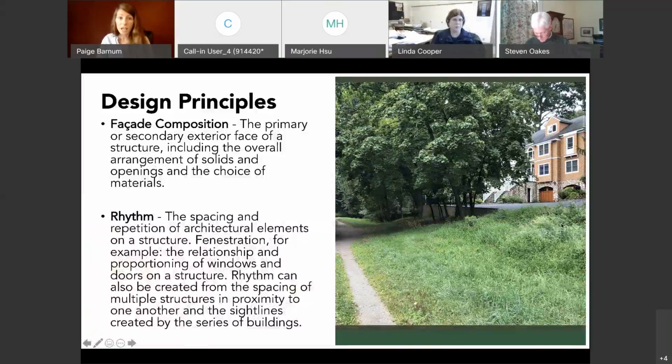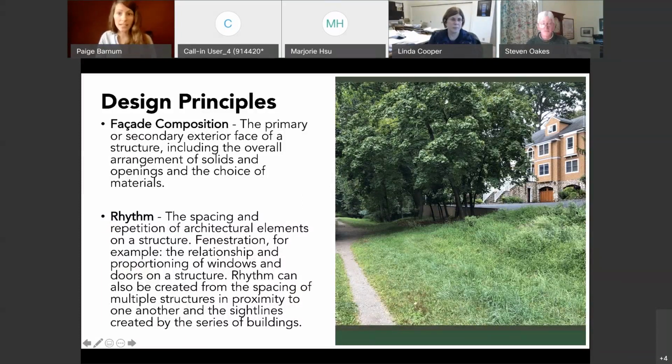Next, we have facade composition, which is essentially the primary or secondary face of your structure and the arrangement of different openings, such as windows, very related to rhythm. The next design principle: how might your windows be scaled in proportion on the building? Are they in a sensible placement on the structure?